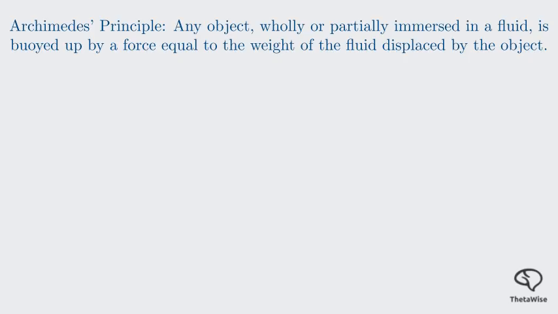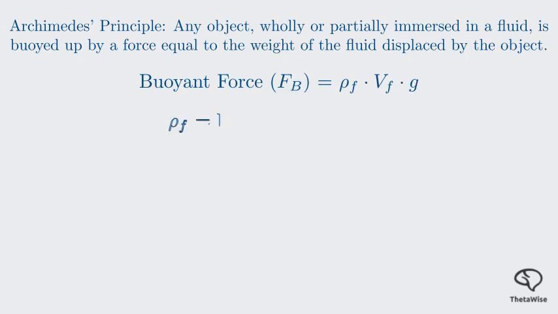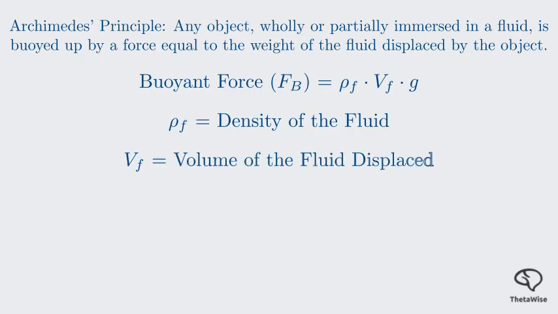Let's break this down. The buoyant force, which we'll call F_B, is the upward force that opposes gravity. The formula for buoyant force is F_B equals rho_f times V_f times g. Here, rho_f is the density of the fluid, V_f is the volume of the fluid displaced, and g is the acceleration due to gravity.